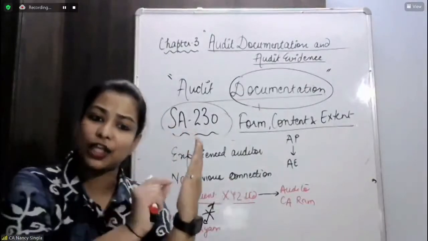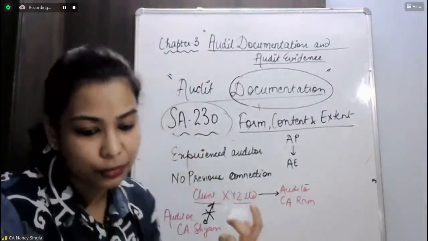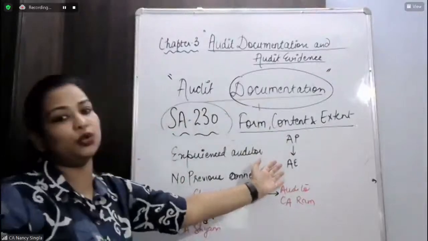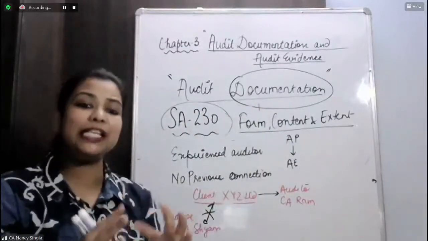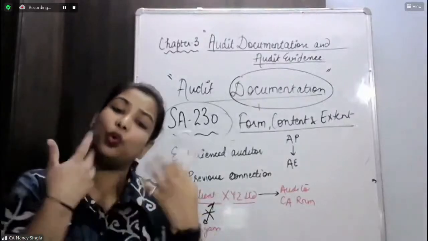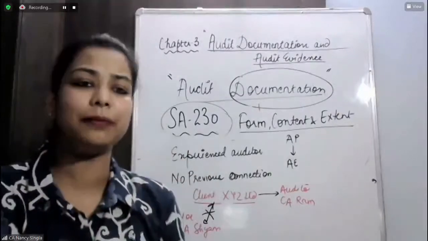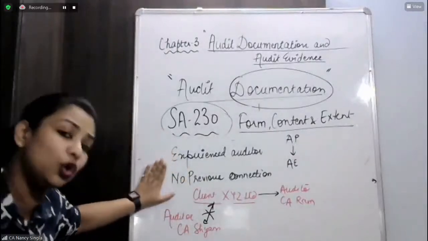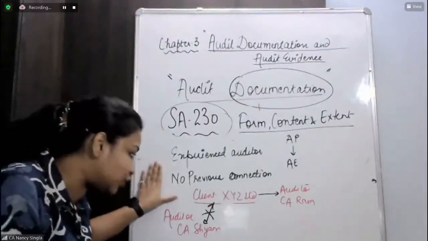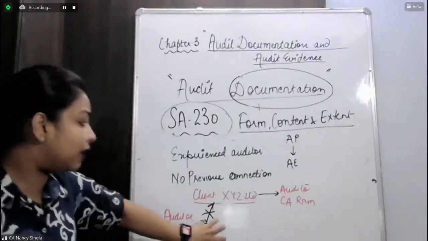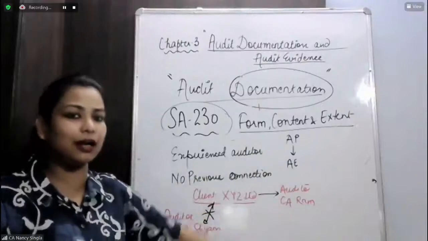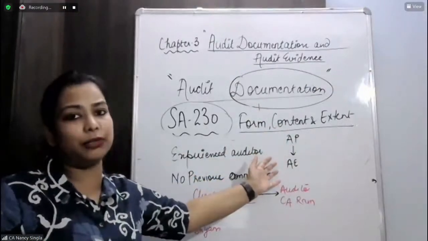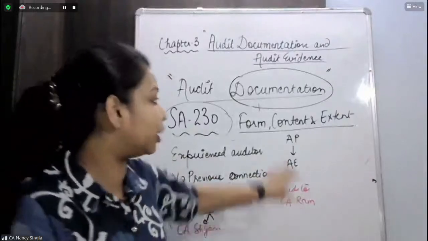We are not saying that a layman should be able to understand your audit procedures and evidences. We are saying that CA Ram, you and your team should maintain the documentation of XYZ Limited in such a way that an experienced auditor with no previous connection with the client, after inspecting your audit documentation, should be able to understand what audit procedures you have performed and what evidences you have obtained.